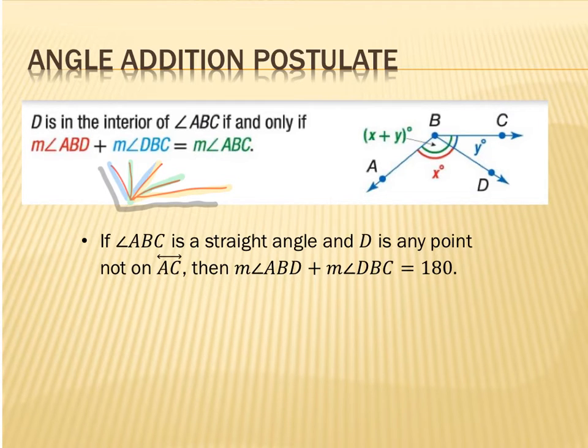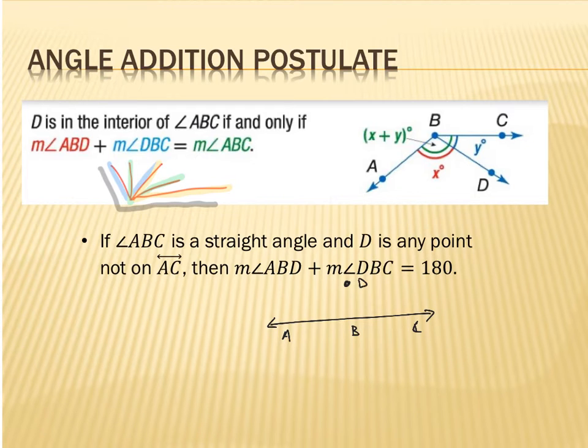Now when you're solving these problems, you solve them just like you would for the segment addition postulate. I would advise you to draw the picture and then solve from there. So we have that ABC is a straight angle. A, B, C over here. And D is any point not on AC.